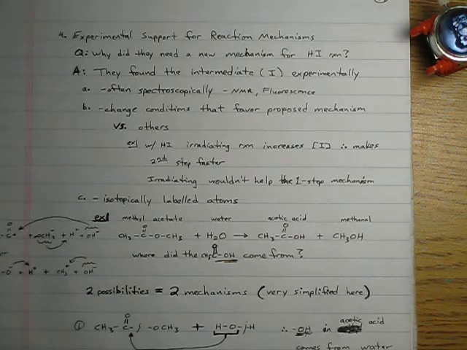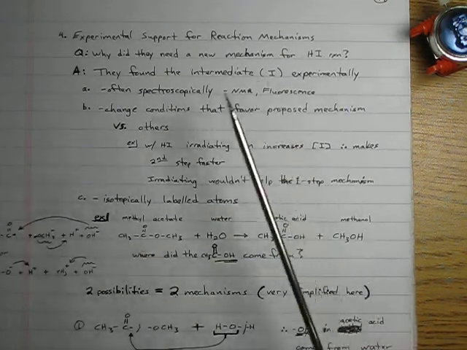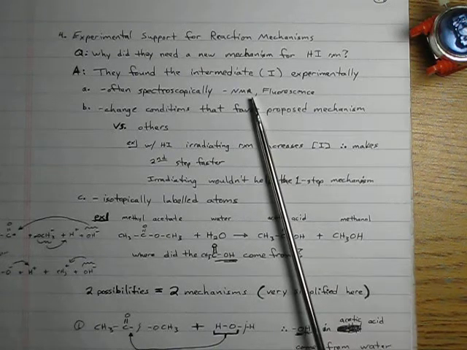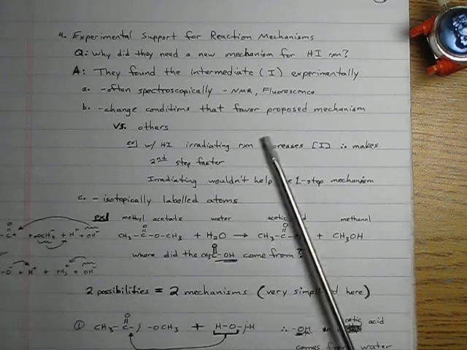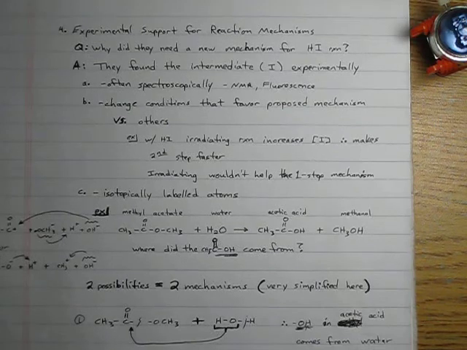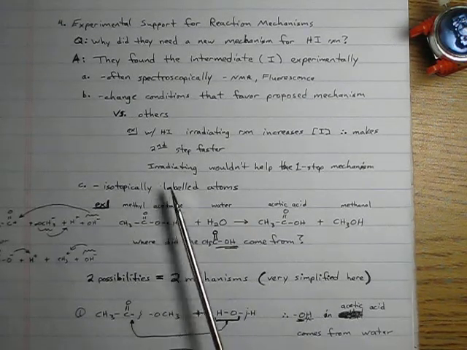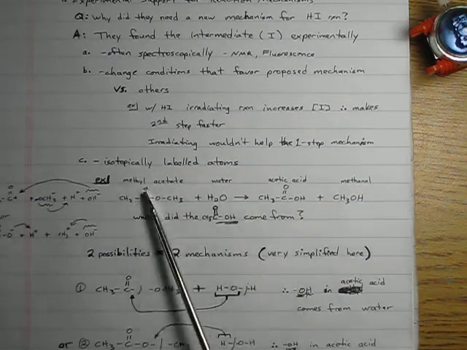Okay, there are other ways we can look for the intermediate. When you get to organic chemistry, nuclear magnetic resonance spectroscopy is really good, as is fluorescence spectroscopy. Try changing the conditions. One nice way to look for intermediates or figure out what the mechanism is is isotopically labeled atoms. So here's a reaction.